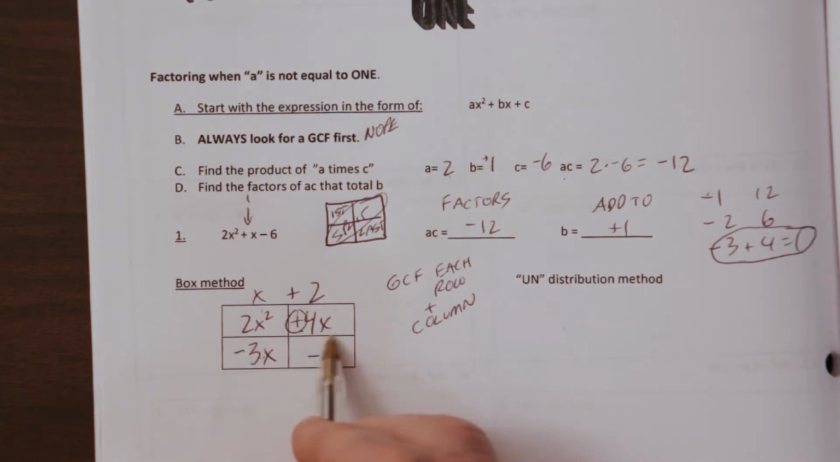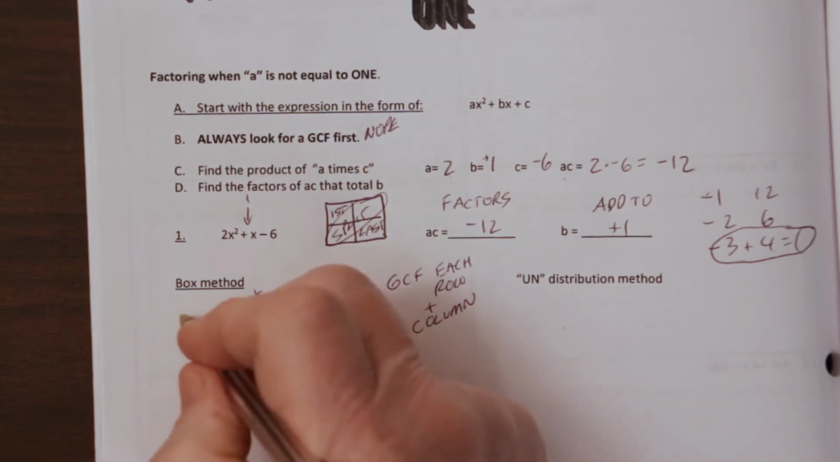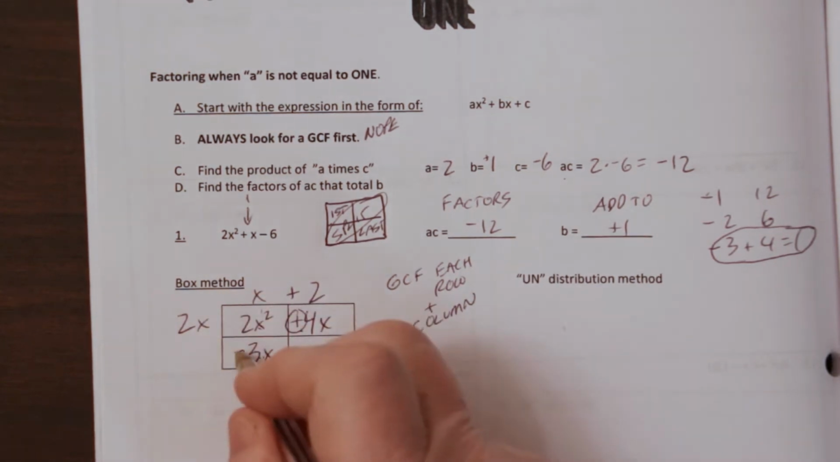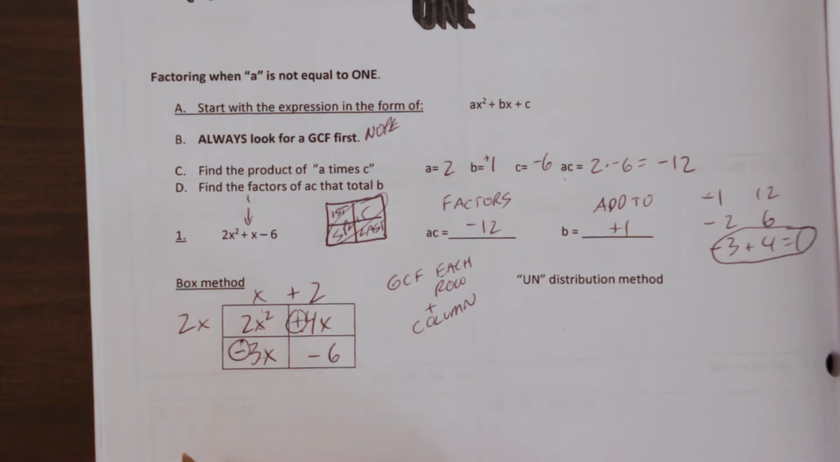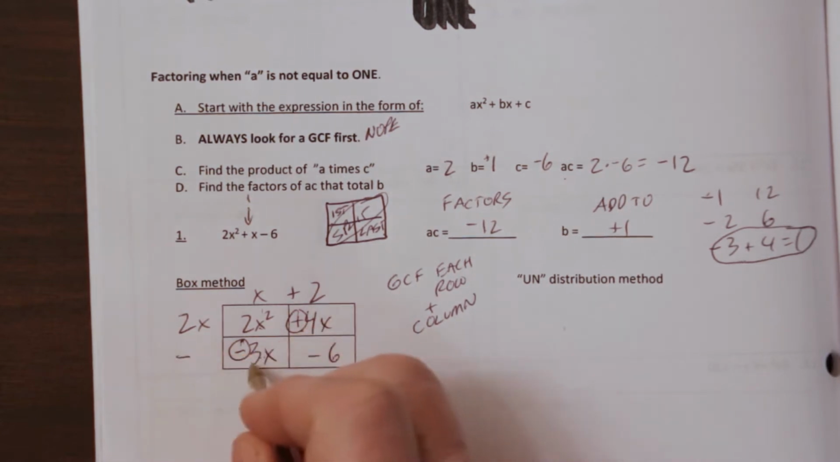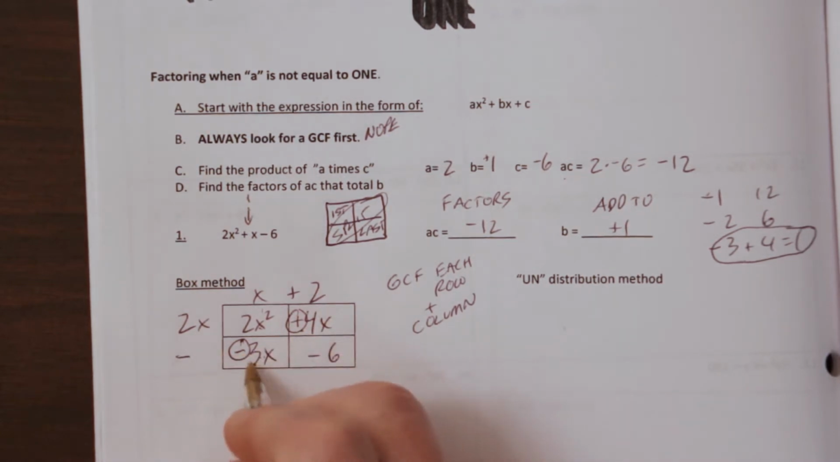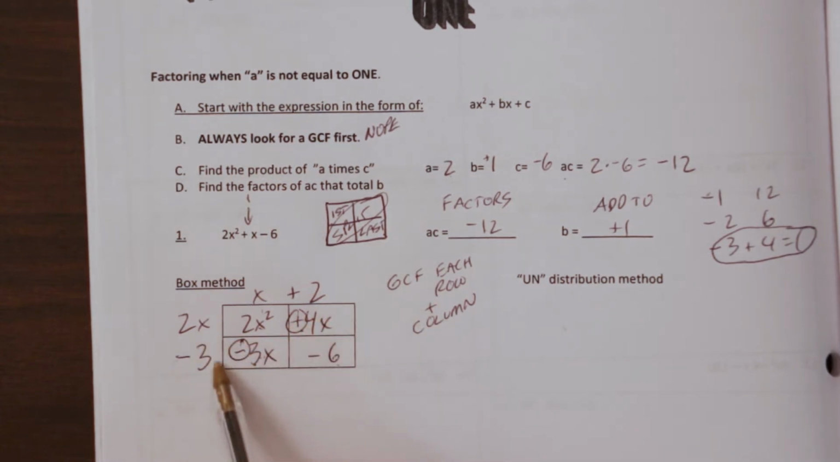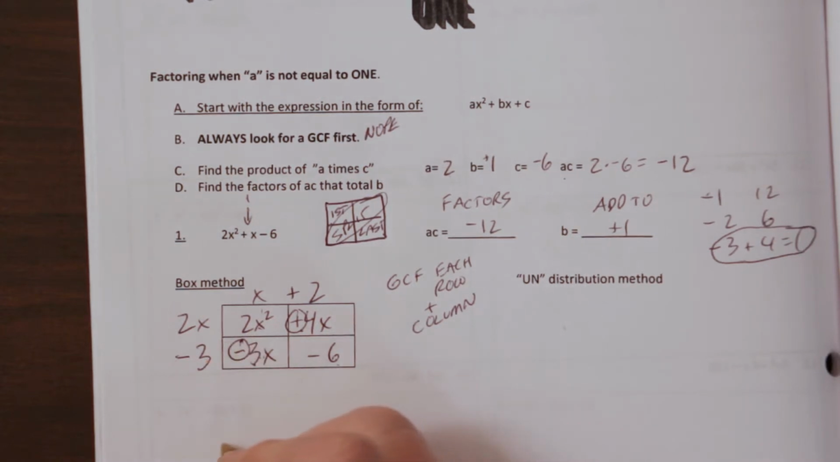Going across, I have a 2 and a 4, so I get a 2. They both have an x, so an x. This determines my sign, so it's going to be negative. Greatest common factor of 3 and 6 is minus 3. The common mistake is here to say, oh, 3 times 2 is 6, so you put a 2 there. Not good. Okay? So my final answer here is going to be 2x minus 3, and then x plus 2.